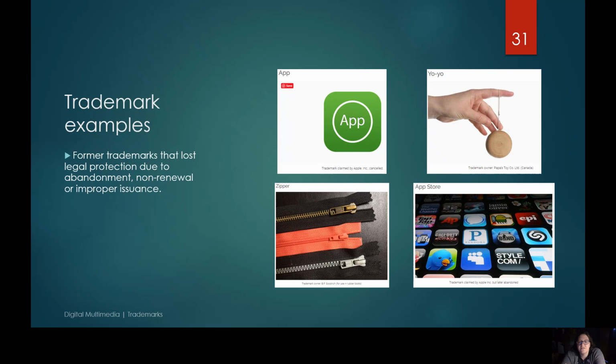Okay, we also have zippers and yo-yos. They were both terms that were just so overused that their companies decided to no longer use them.